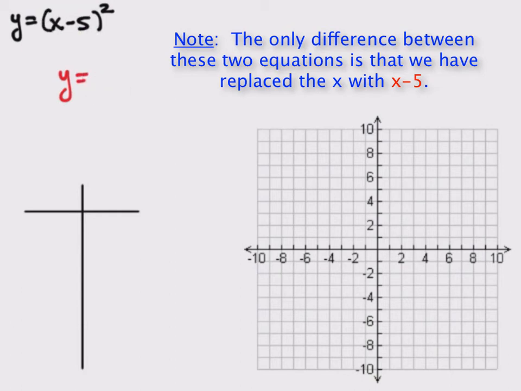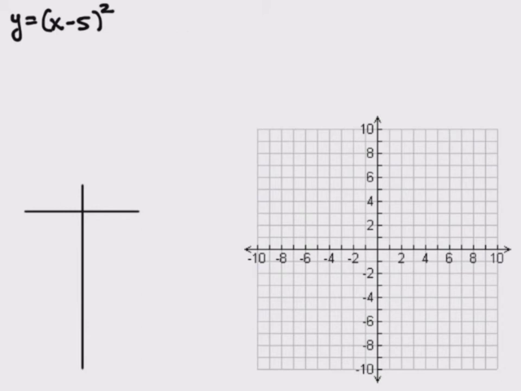Now, we are already in y equals form, so it is time for us to find some ordered pairs. But this time, note that if we let x equal 0, 0 minus 5 squared is going to be 25, and that is already off our set of axes. So starting our inputs at 0 and branching out from there is not a good idea.